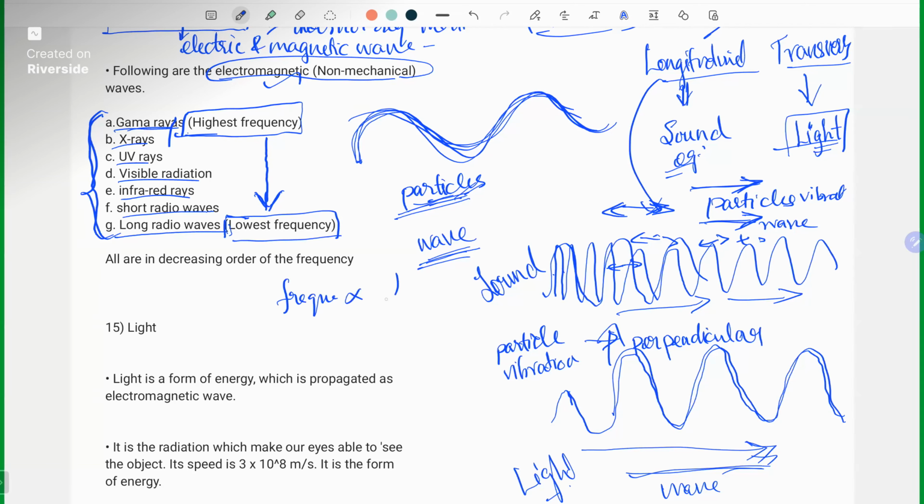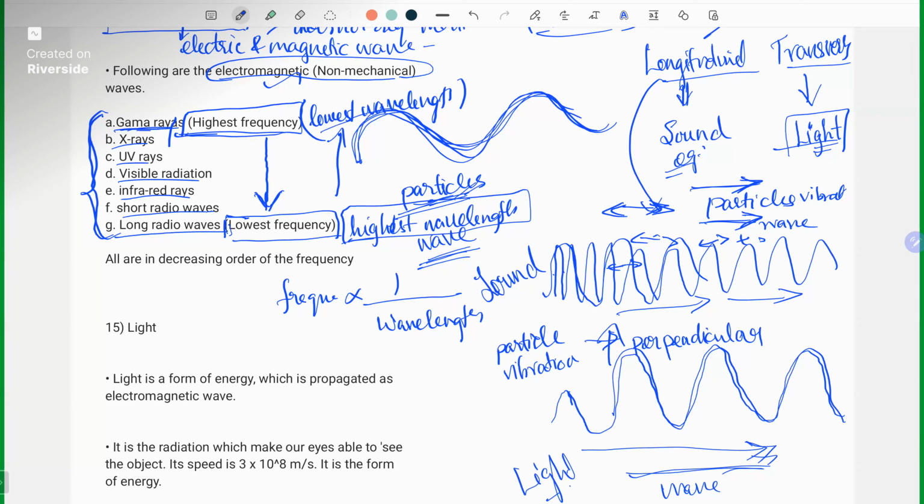In the order given here, if gamma rays have the highest frequency, then gamma rays will have the lowest wavelength, and it keeps increasing. Highest wavelength is long radio waves. In the question, they can arrange it from lowest wavelength to highest wavelength, and the list of electromagnetic waves you have to be thorough with. Which has the highest frequency, which has the lowest frequency, and the order; if you know, you can answer it.